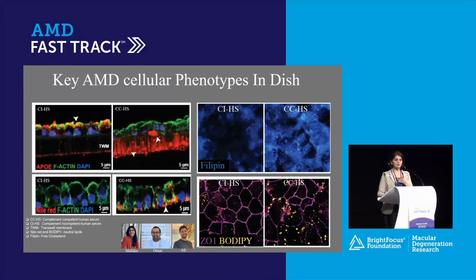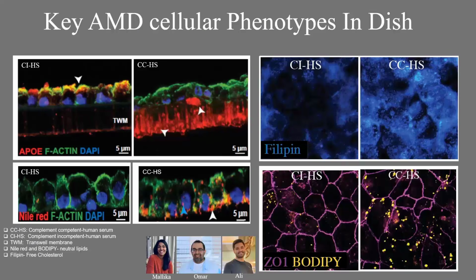In here, what you see is ApoE. ApoE is one of the sub-RPE deposit markers. You see that when we treat this cell with CCHS, this ApoE, shown by the white arrow and colored in red, is between the RPE and the transwell, and the transwell pores are also clogged with this ApoE protein. And you also heard about the neutral lipids and how these are part of sub-RPE deposits.